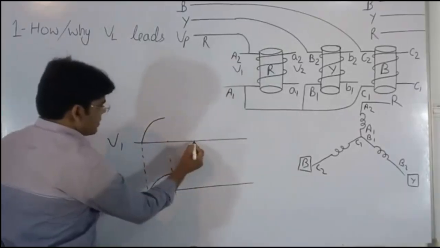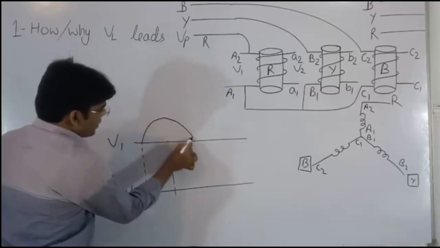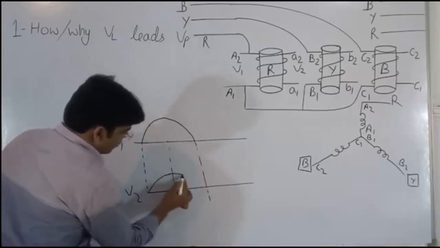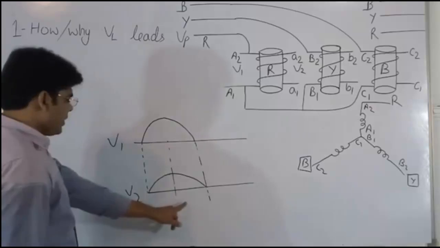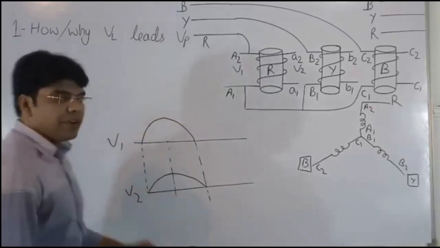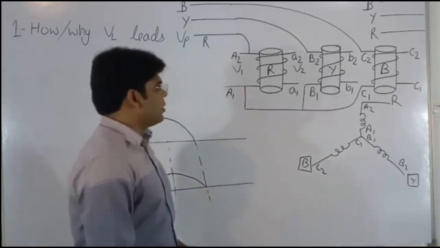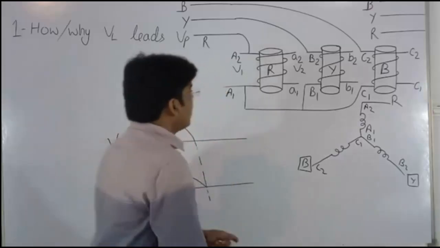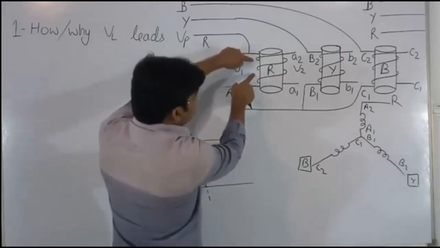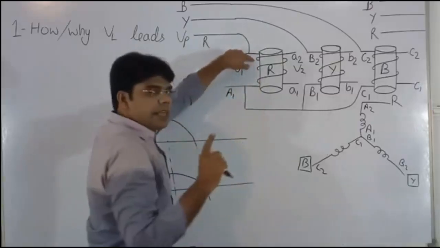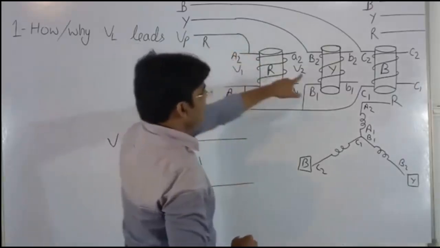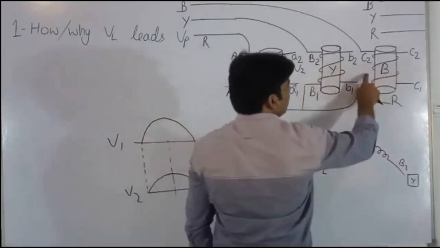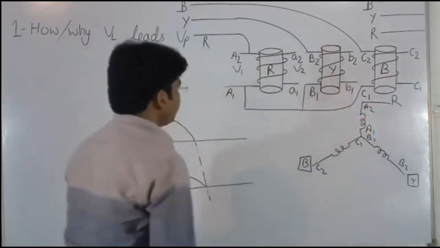And the instant at which V1 becomes 0, V2 will also become 0 at the same instant. It means V1 and V2 are in phase, whether windings are connected in star or delta, but the voltage in these windings are in same phase. Here also the voltage induced will be in same phase. Here also the voltage induced will be in same phase.